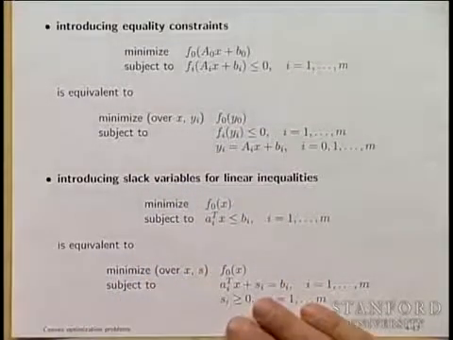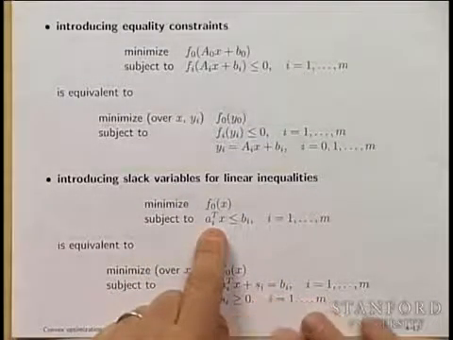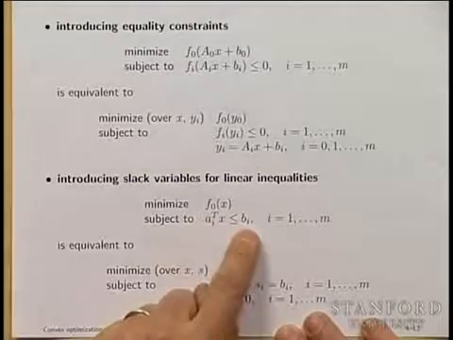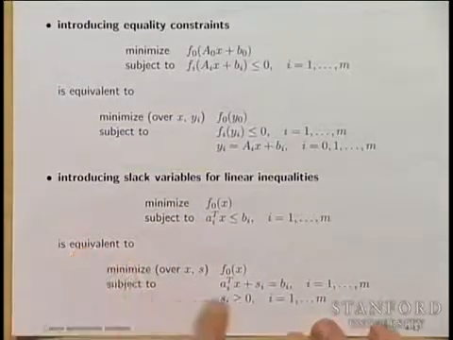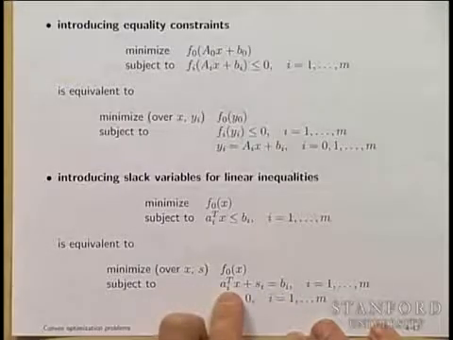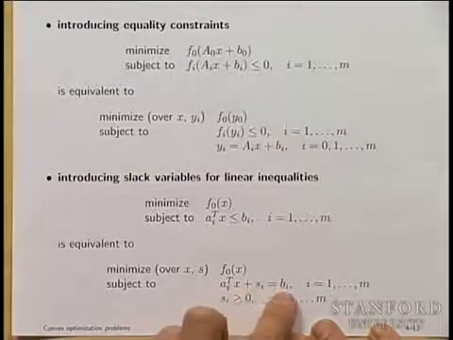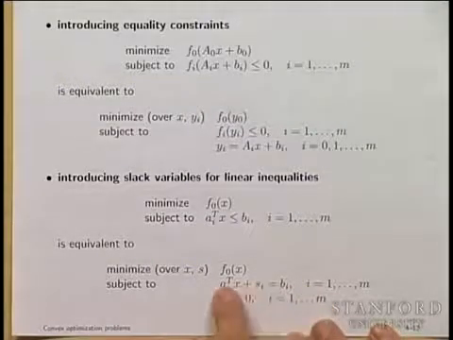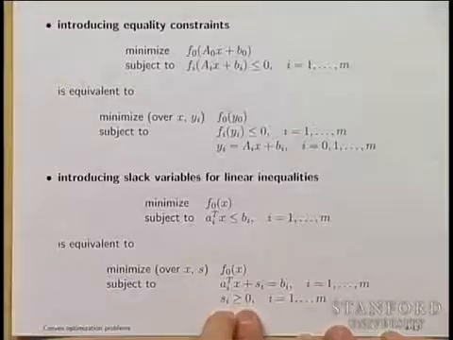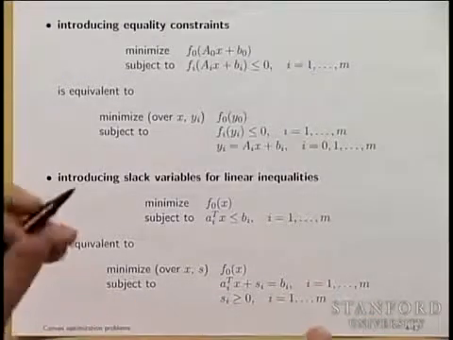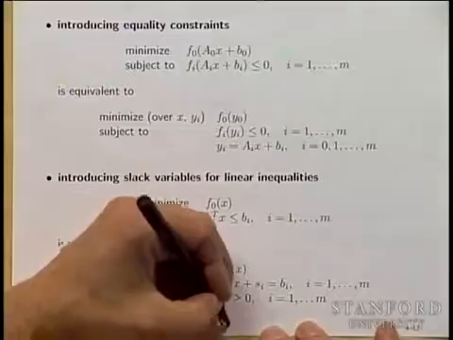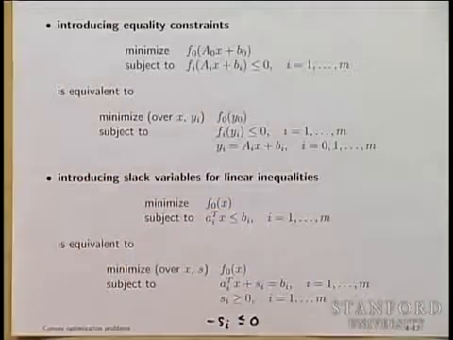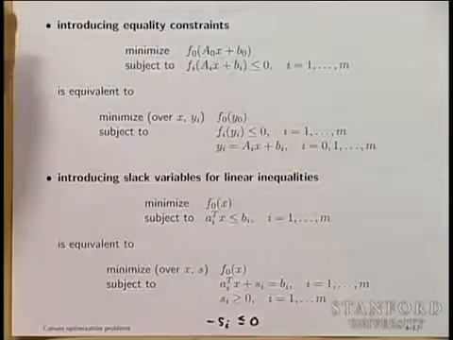Another trick is to introduce slack variables for linear inequalities. That works like this. You say, well, I have ai transpose x less than or equal to bi. That's fine. What I'll do is convert that to an equality constraint: ai transpose x plus si equals bi. That's the same as saying si is the slack, it's bi minus ai transpose x. And then I'll write that the slacks are greater than or equal to 0. Or to put it in our canonical form, I would write minus si less than or equal to 0.